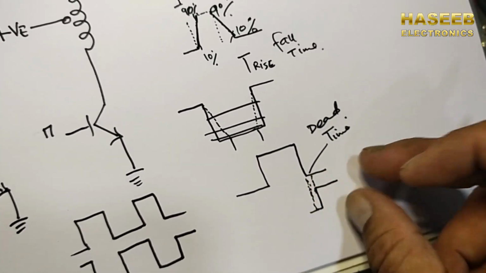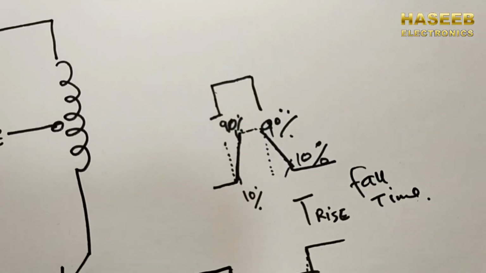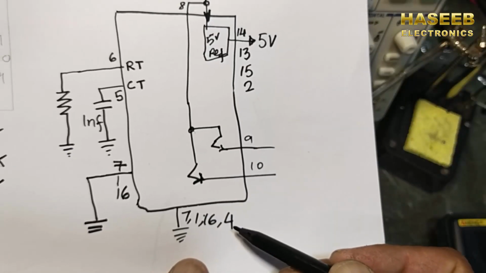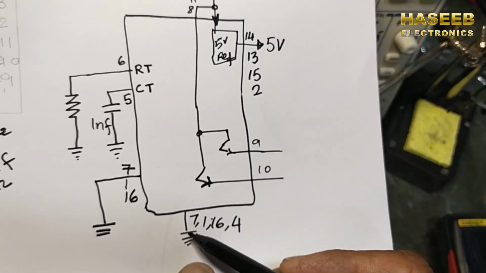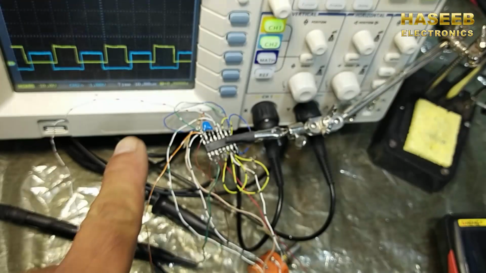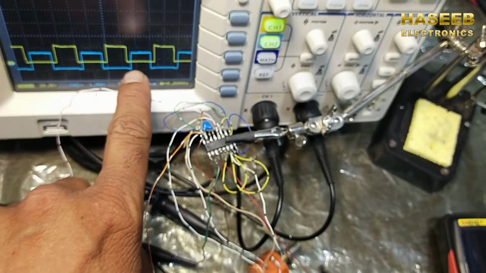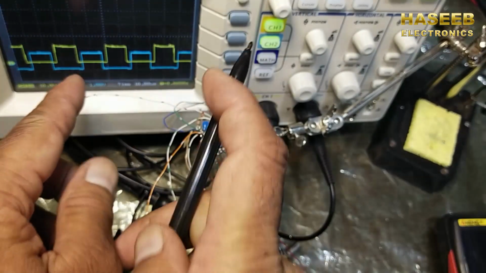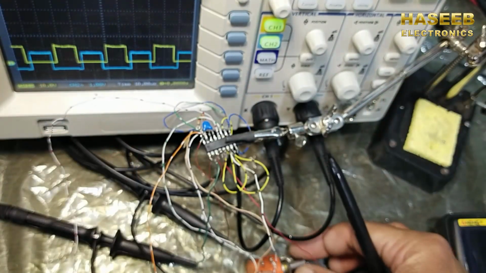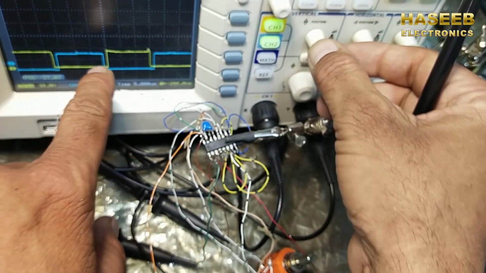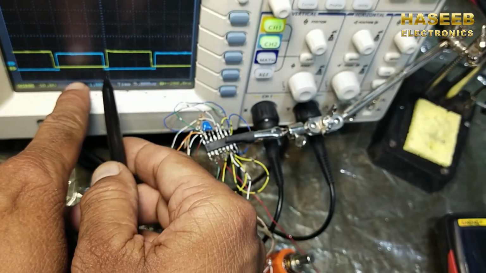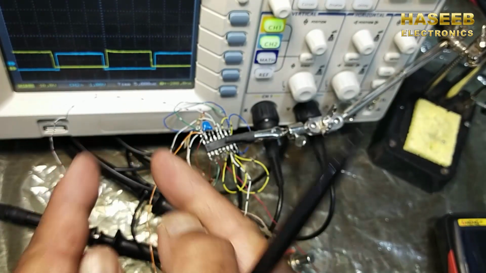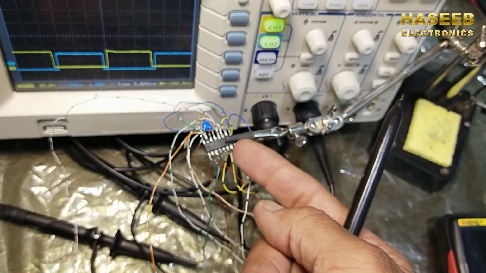So how can we obtain this dead time in the TL494? In our last session I discussed that if we connect pin number 4 to ground, this IC will automatically generate 3% dead time for both channels. When one channel is off, the second will turn on after a specific time, which is by default 3%.